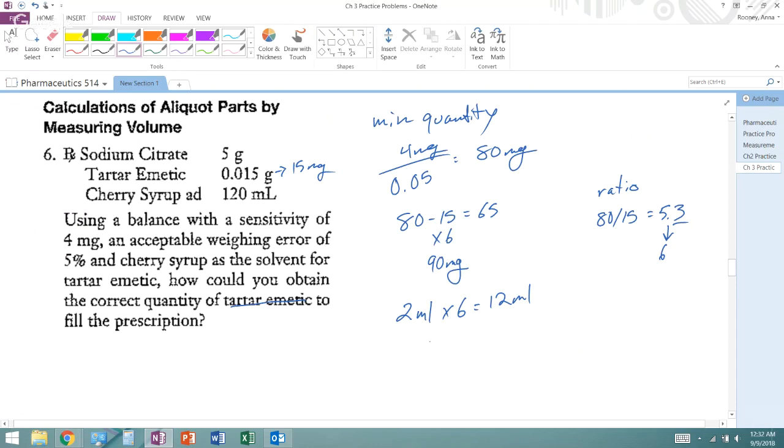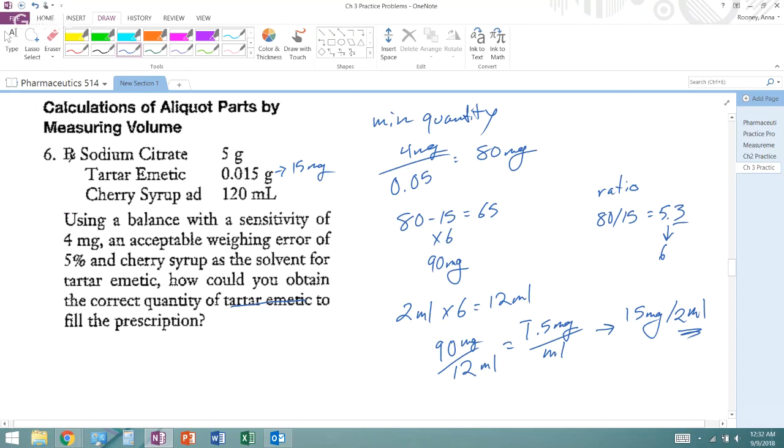So we take 90 and we divide it by 12 milliliters, so milligrams, and then we find that that is 7.5 milligrams per milliliter. And so if we double that, we're going to find that it's 15 milligrams for every 2 milliliters, which is your minimum weighable quantity in your graduated cylinder.